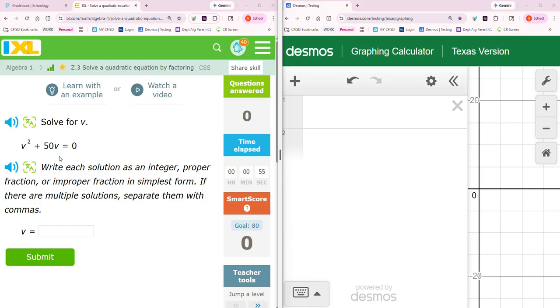It is time to take attendance. Please take attendance. Thank you.